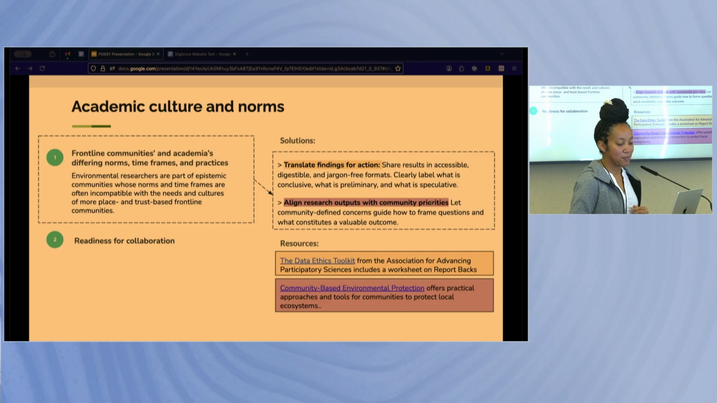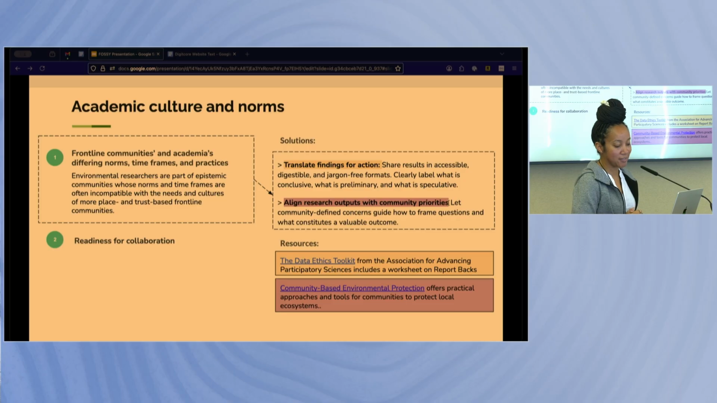The patterns in this theme include frontline communities and academia's differing norms, timeframes, and practices. Like I mentioned, these are tiny blurbs, but other things that we've put in the toolkit are, in research, in academia, it's a lot of get published, cite, get into that journal, get as many citations as you possibly can. When you're talking to a community organization, that's not the thing. They need to submit something to the grant, to the funder. So, things like that.